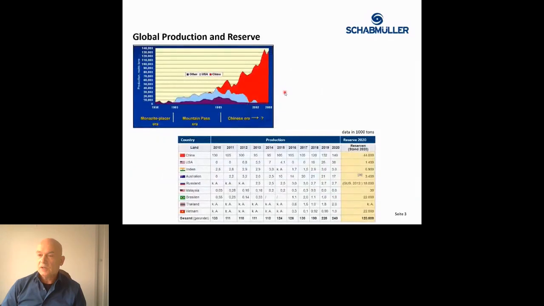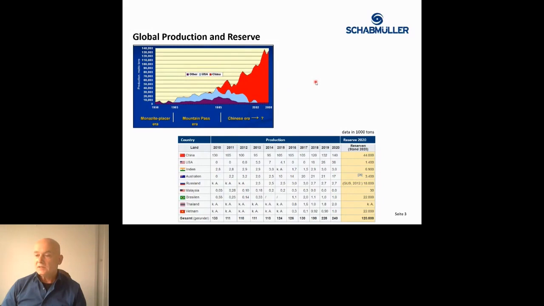So let's have a look at the global production and reserve of that kind of material over the years. I have the figures here for up to 2008 only, but there might not be a big difference here. One can see on the bottom some production in metric tons, other, so rest of world. You can find the US going down here, and you will find the growing content of rare earth magnet material produced in China.